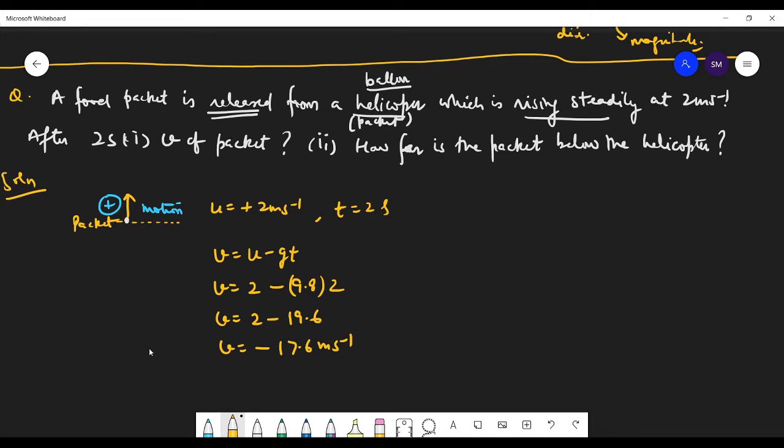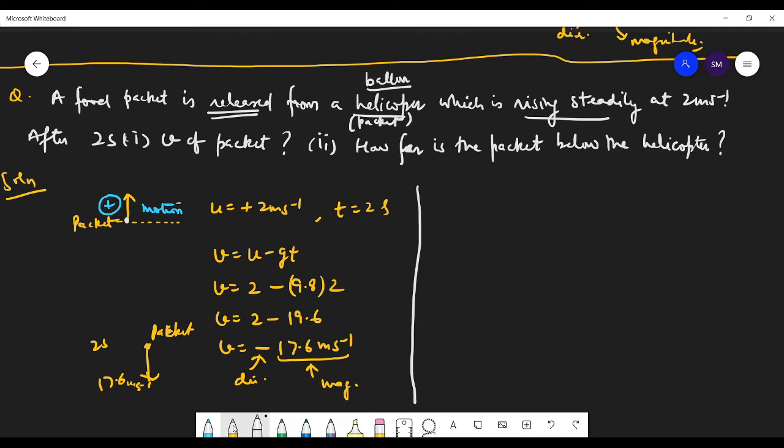So v is equal to 2 minus 19.6, and v is equal to minus 17.6 meter per second. So what does this mean? It means the magnitude is 17.6 meter per second and the direction is negative. So after 2 seconds, this packet is moving down with a velocity of 17.6 meter per second. Is this clear? So you must know the interpretation of the answer also. Got it?